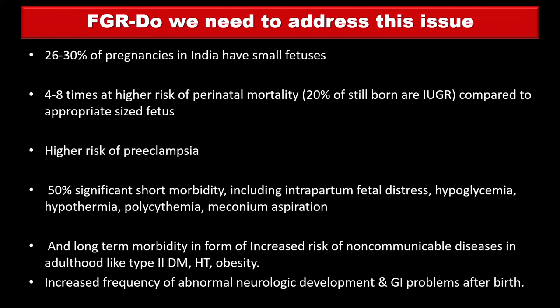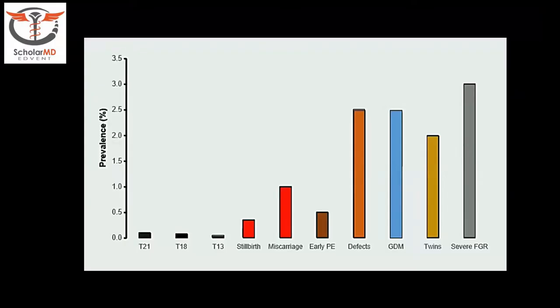Because 30% of pregnancies in India have small fetuses, and they are at 4 to 8 times higher risk of perinatal mortality. These fetuses also have a higher risk of pre-eclampsia. 50% would have short-term morbidities like fetal distress, hypoglycemia, hypothermia, polycythemia. And then we have long-term morbidity in these fetuses, which tend to develop adulthood diseases like type 2 diabetes, hypertension, and obesity. Then there is increased frequency of abnormal neurologic development and GI problems after birth in these fetuses.